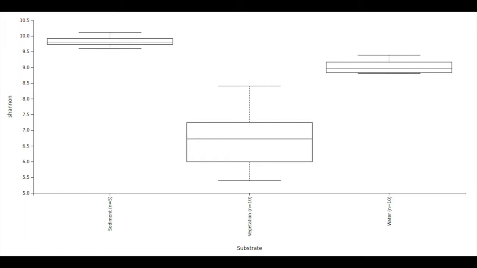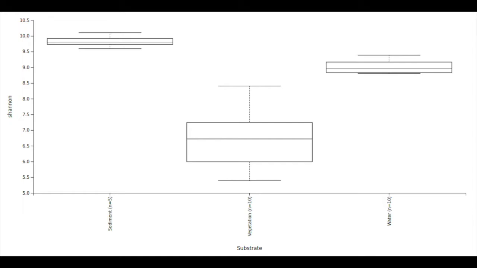This is a visualization of the difference in the microbial communities between the sediment on the left, the vegetation in the middle, and the water on the right. This is scaled by the Shannon Diversity Index, which is a scale that combines not just the number of different species, but also what the relative populations are of each of those species. So higher is more diverse, and we can see the range across all the sample times over 2 months combined together.